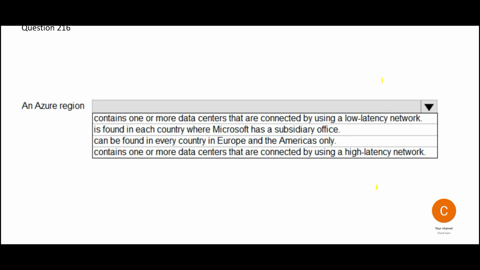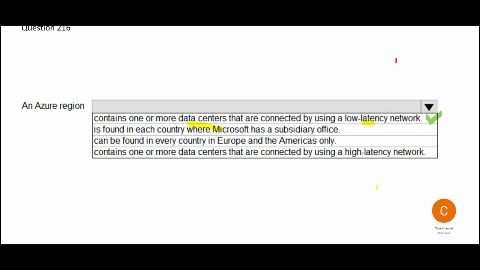Now this is a very basic question. They are asking what an Azure region contains. The first one says it contains one or more data centers connected by a low latency network. So that is correct, right? Some data centers which are connected with networks. Let us choose this as our answer, but let us also scan other options to see if there is a better answer.